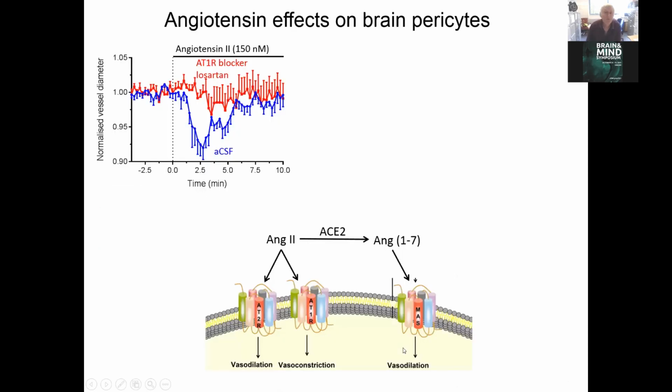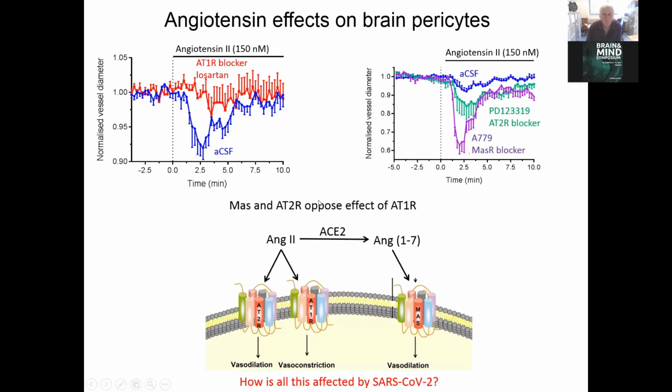Now, what happens if you apply angiotensin 2 to pericytes in the brain? You get a small constriction, about 8%. This is blocked by the AT1 receptor blocker. So I told you this is the main mode of action of the angiotensin 2.